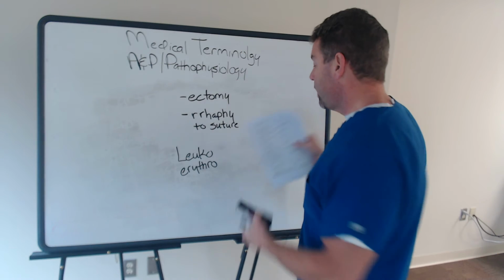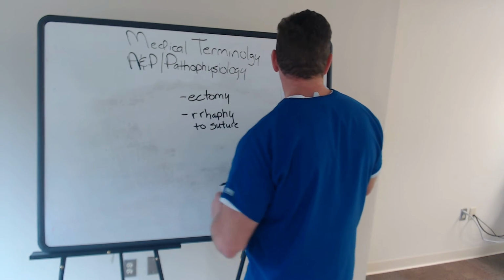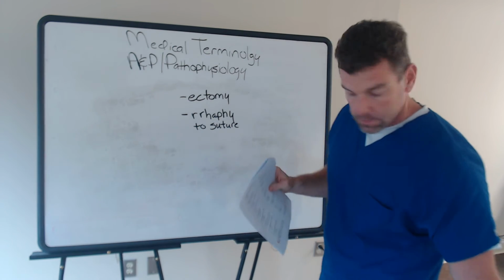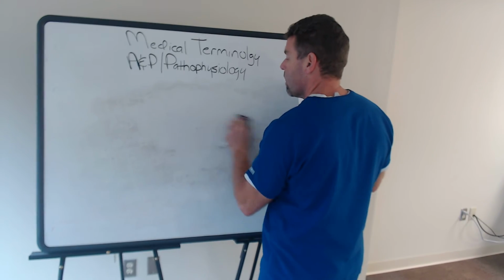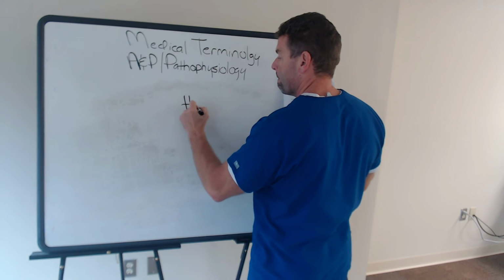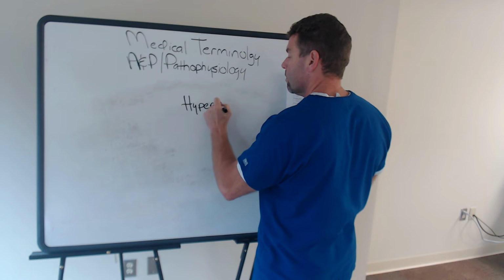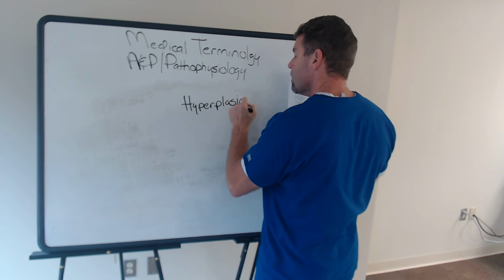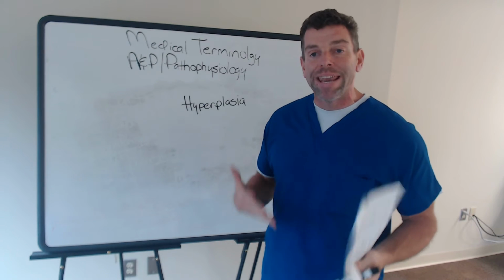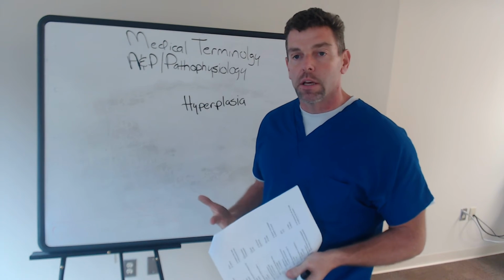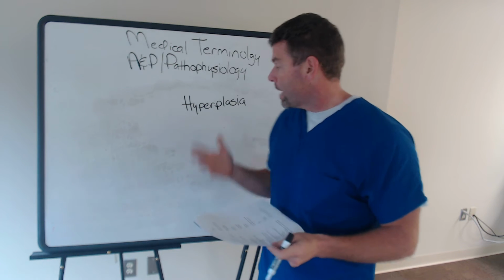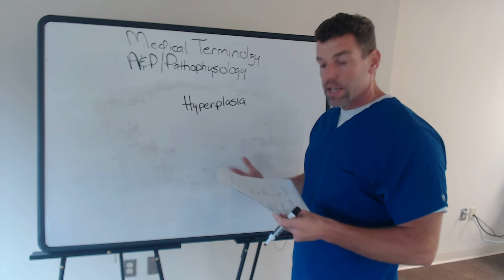Excessive tissue formation. Hyperplasia. For example, you may hear the disease benign prostatic hyperplasia. Okay, it's excessive tissue growth of prostate tissue. But hyperplasia, okay, excessive growth of tissue.